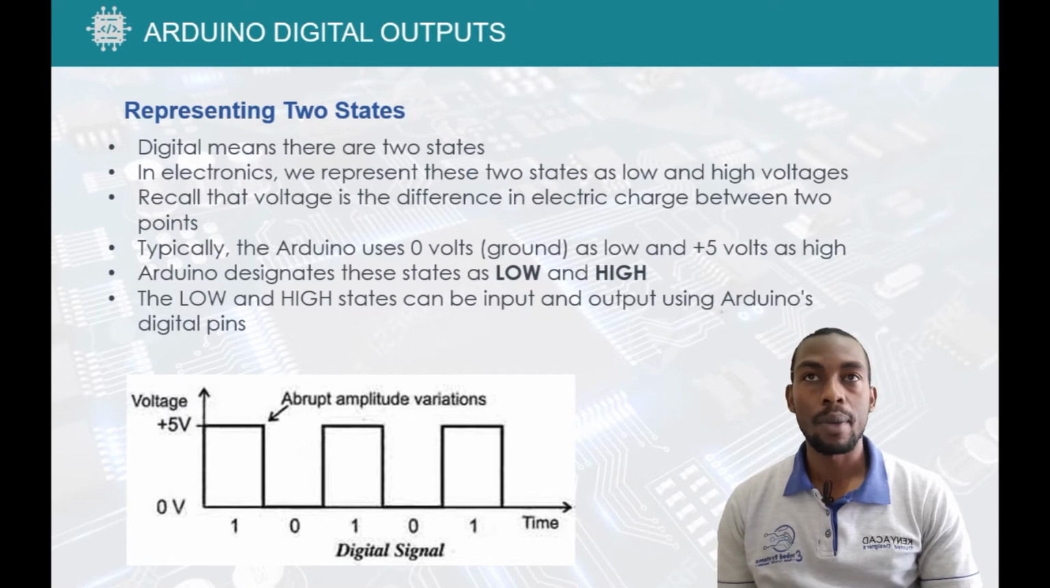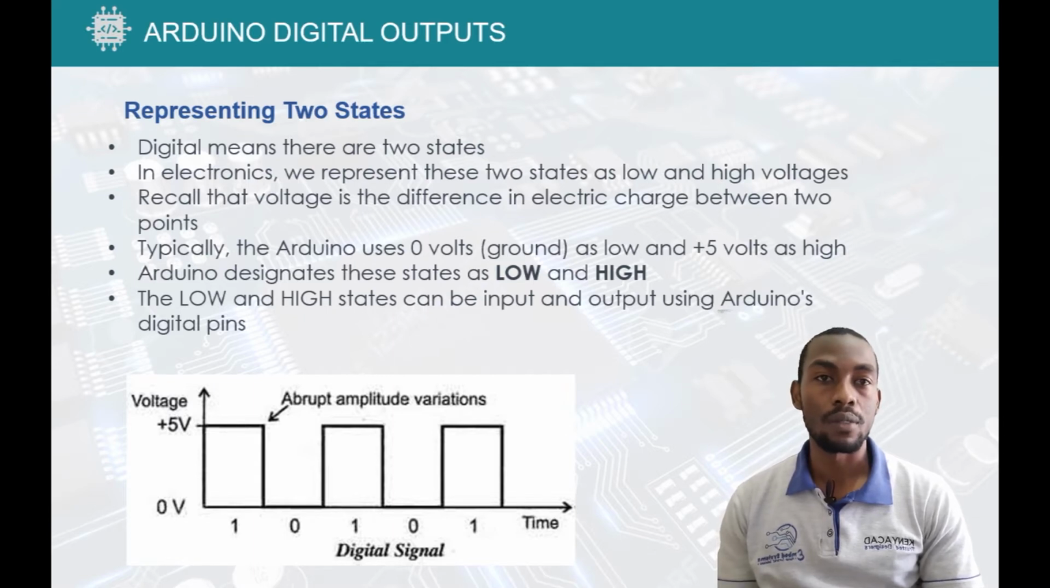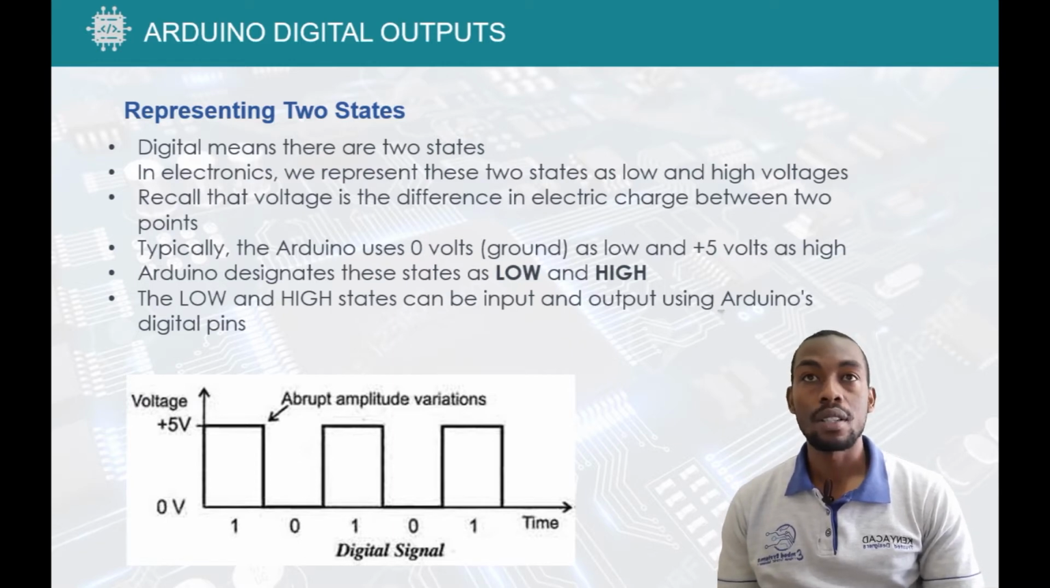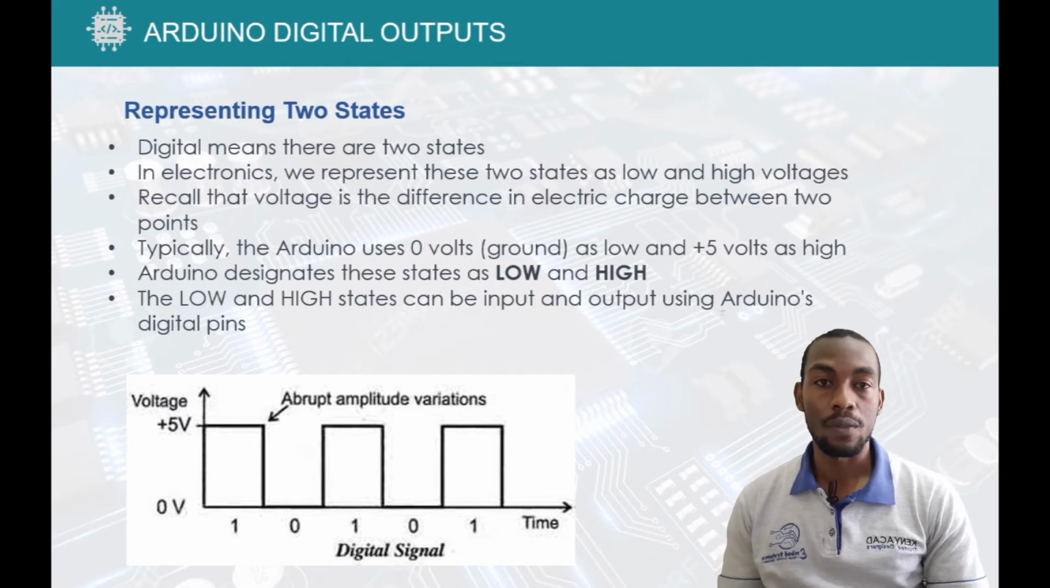So it's important to remember that we have two states in digital inputs and outputs. Low, that is 0 volts, and high is 5 volts in Arduino. In some other boards, it could be 3.3 volts. The low and high states can be input and output using the Arduino digital pins. We had earlier said that. So we shall be using this to light an LED and to put it off, that is on and off.